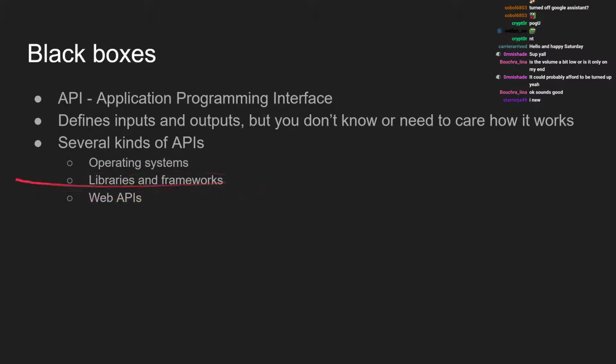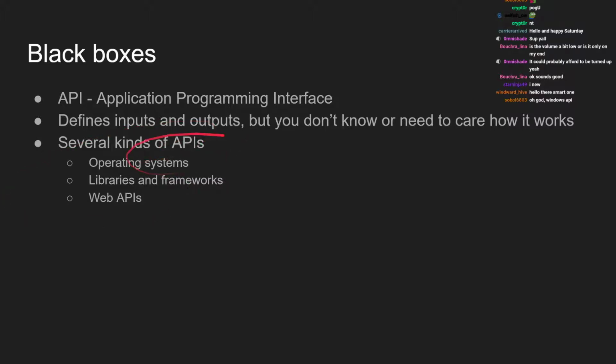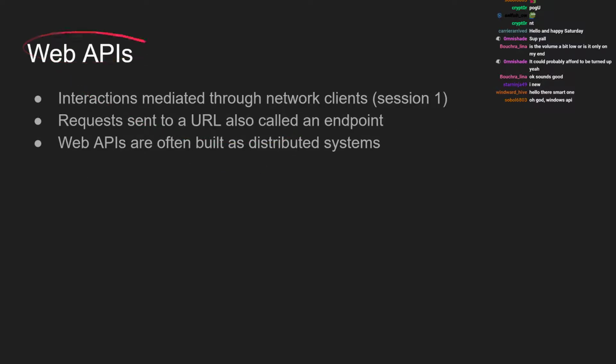Similarly with any libraries that you use. A lot of libraries are not open source. You don't know what they do. You don't know how they do it. You just know that you give it something and it'll give you something back. And of course, web APIs are everywhere. A web API is just an API where interactions are mediated through network clients.